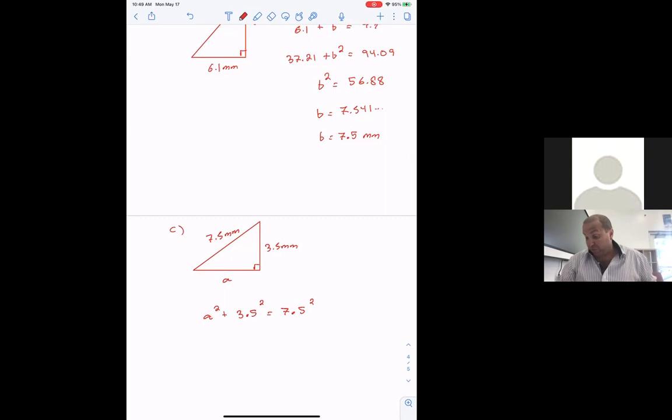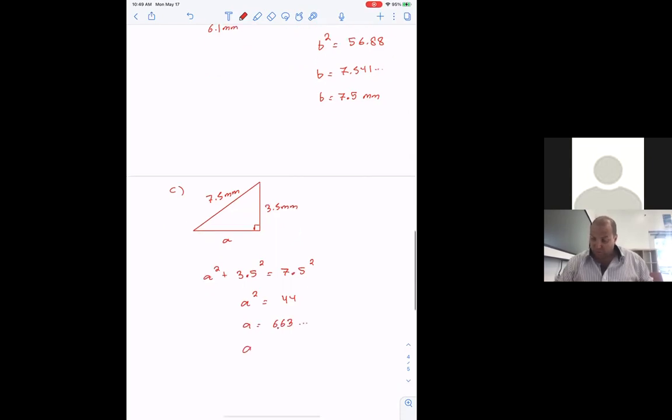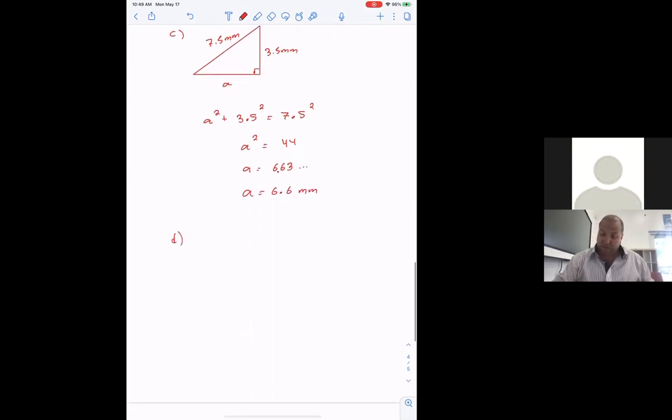In this case, I'm doing it a little differently. I'm first subtracting before squaring. In the last example, I first squared and then subtracted. Who cares? A squared equals 44. Take the square root of both sides. A equals 6.63... They want 1 decimal place, so A is equal to 6.6. What are my units? Millimeters.